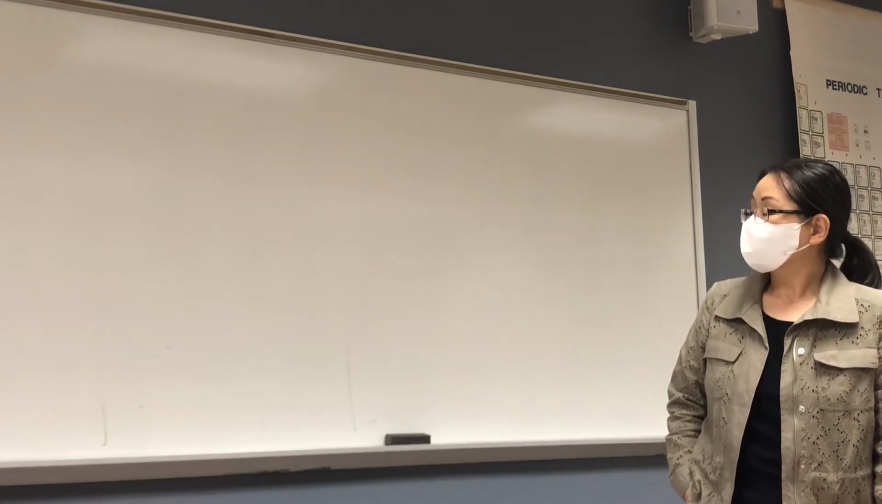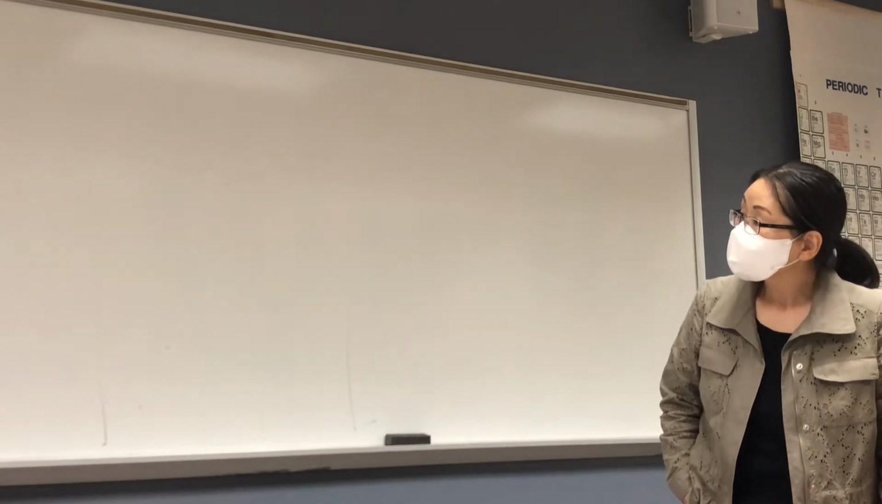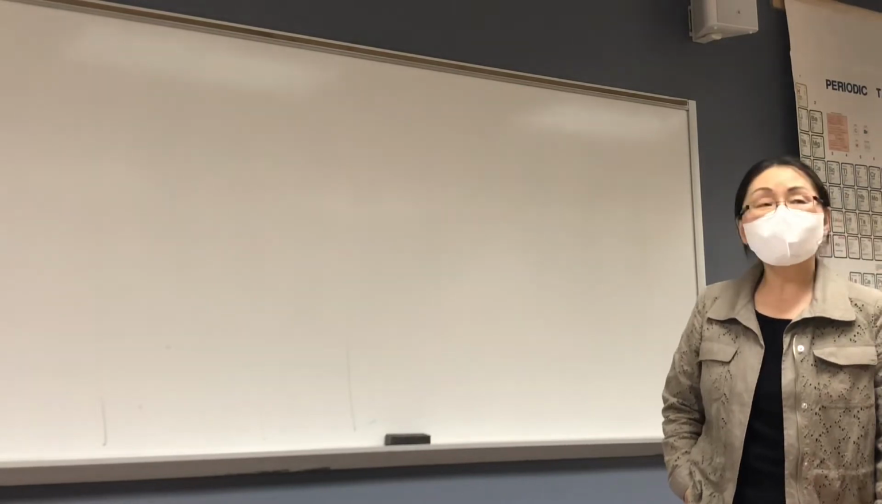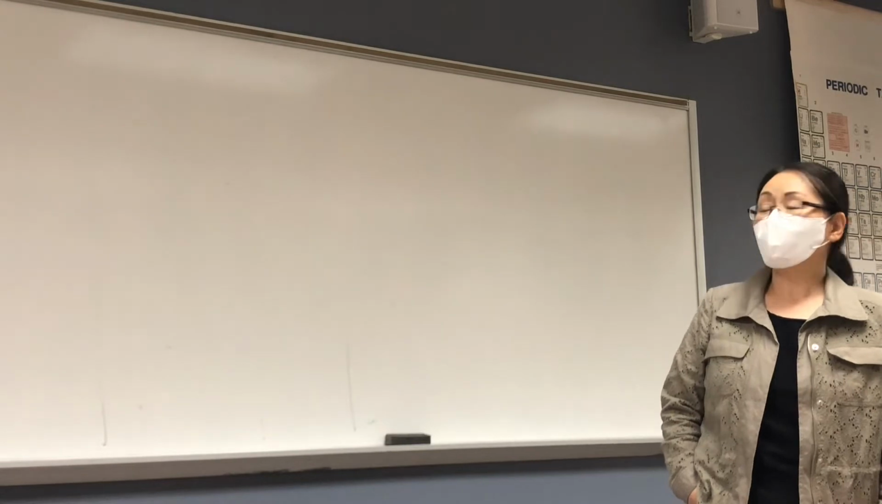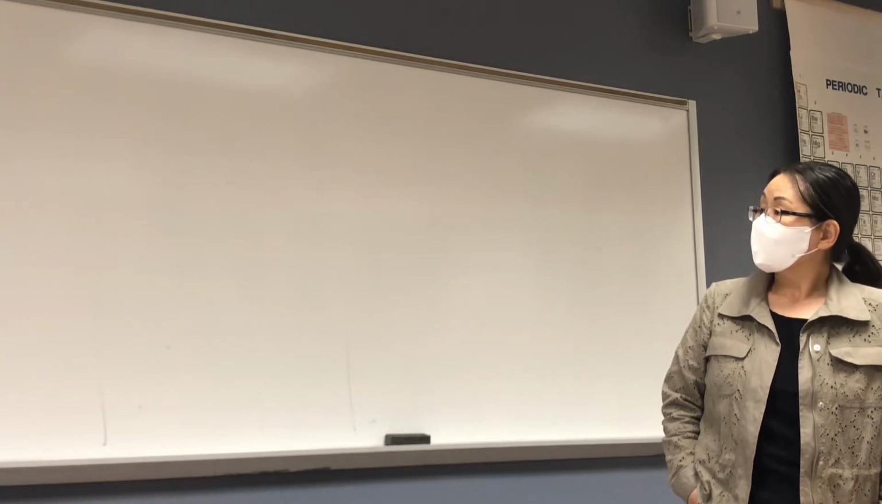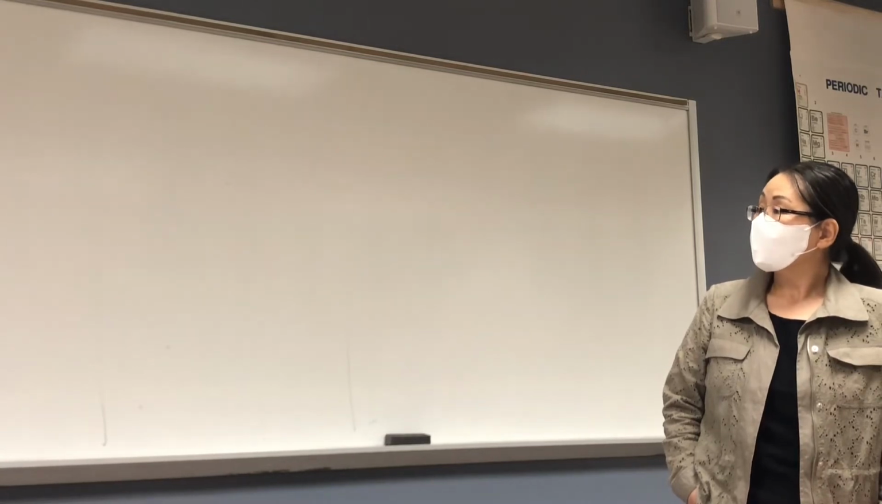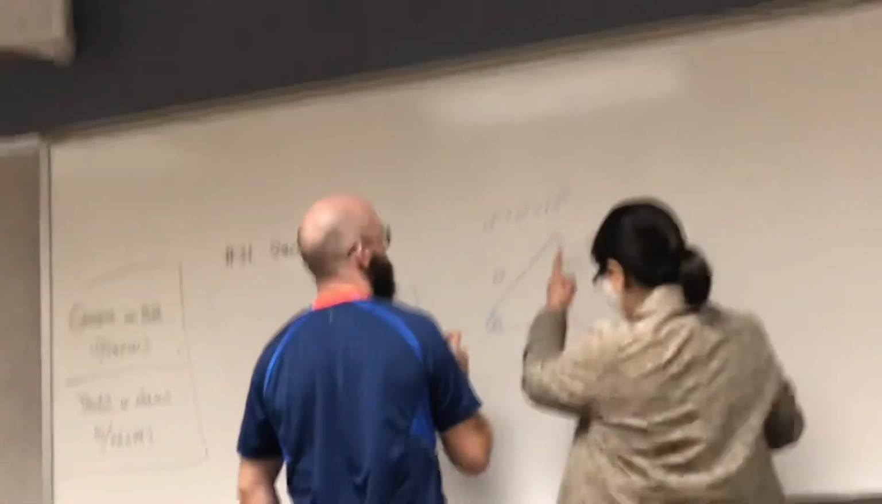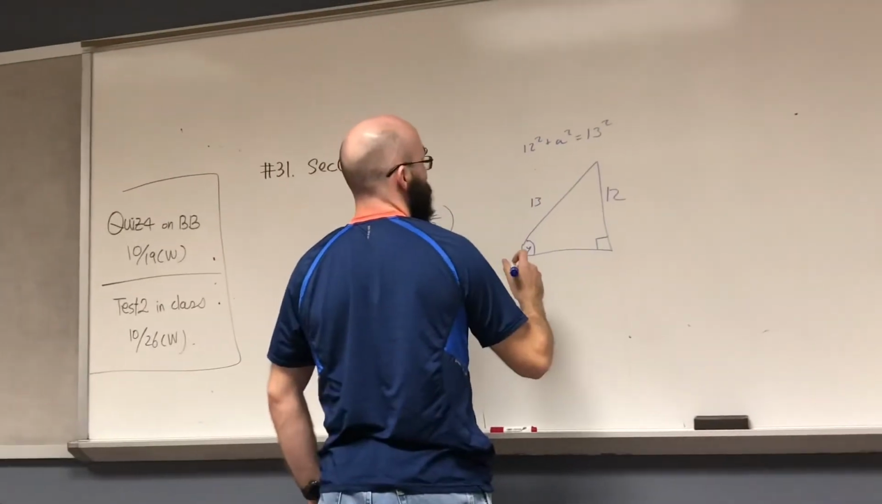A squared plus 12 squared equals 13 squared. 13 squared is 169, and 12 squared is 144. So 169 minus 144. 144 is 12 times 12. Leave A squared equal to.